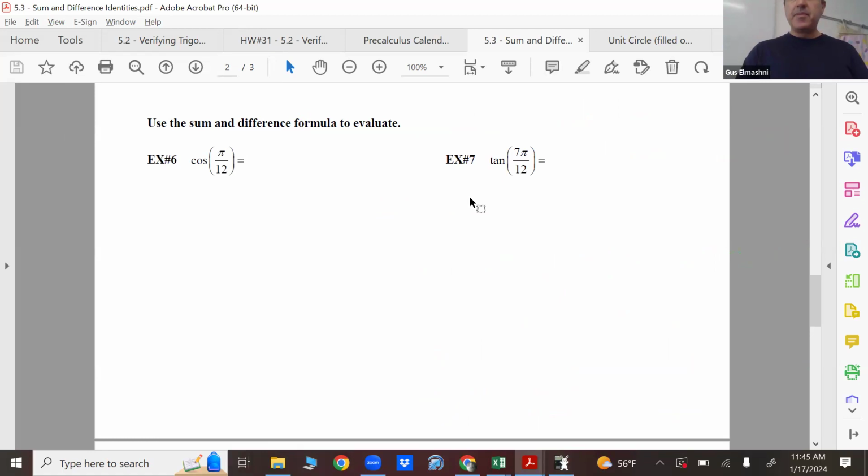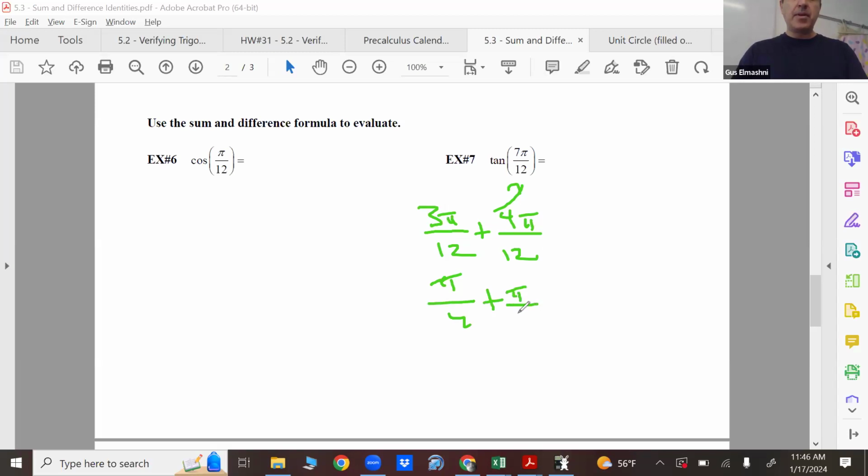All right, let's look at this again. 7 pi over 12. What do you think we could add together to get 7 pi over 12? Yeah, I did 3 and 4. That's a good call. I like that. Let's do 3 and 4. Because what's 3 pi over 12 reduced to? Pi over 4. And 4 pi over 12 reduced to pi over 3.